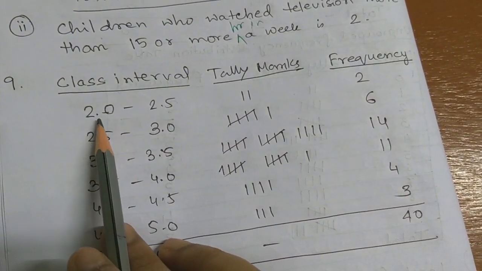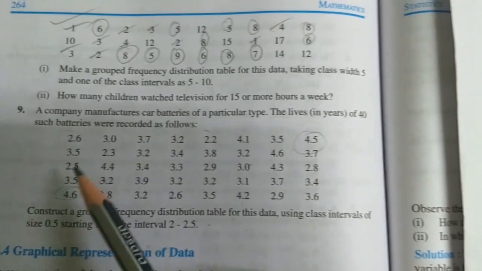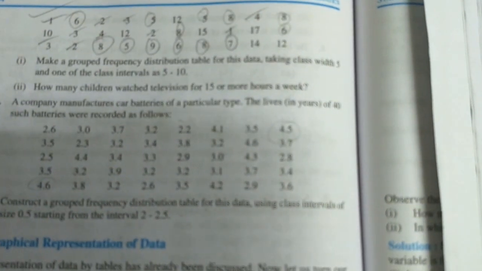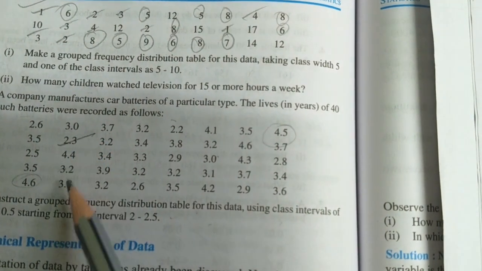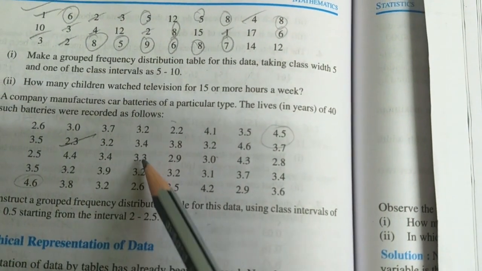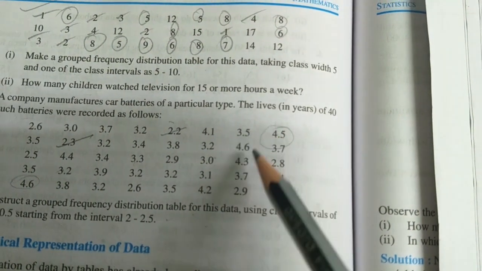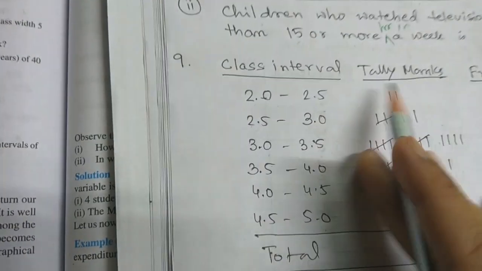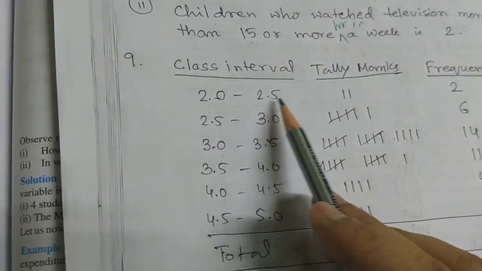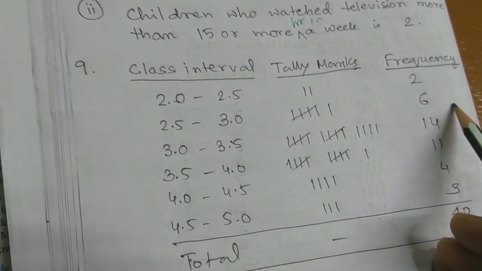So let me check how many data are there in 2.0 to 2.5. For 2.5 we can take up to 2.4. Let me check 2.0 to 2.4: only 2 data we got. Similarly, 2.5 to 3.0 we will get 6 data.